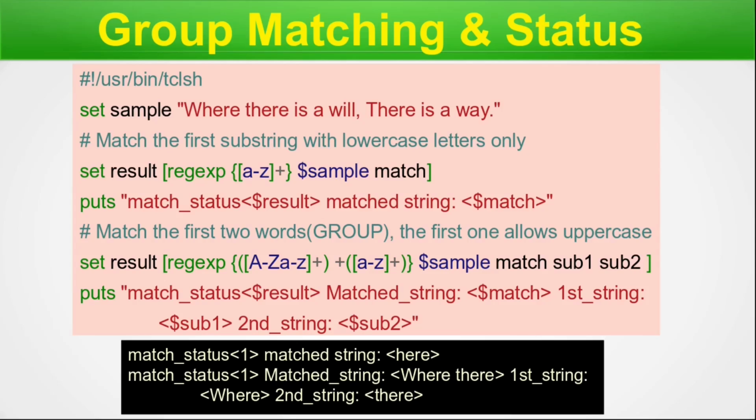Okay, so we're done with this particular slide. Let's move on to the next one: direct replace and match count. In this section, we'll be writing our code in the pink box, while the output will be shown in the black box. So here goes our tclsh.